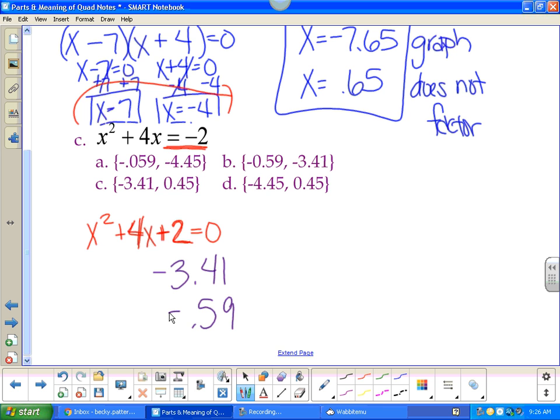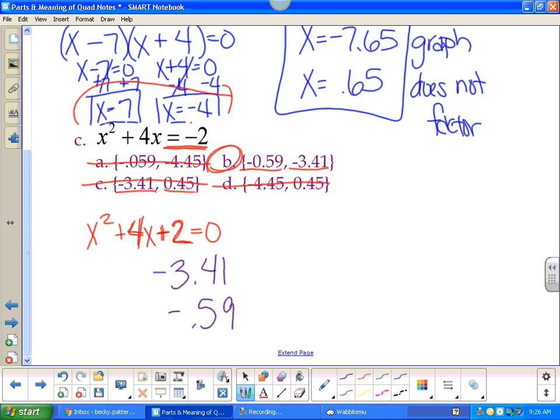And let's look. Negative 3.41. There's negative 3.41 and negative 0.59. I like this one, negative 3.41. No, I don't like that one. And that one doesn't have, so going with this one.